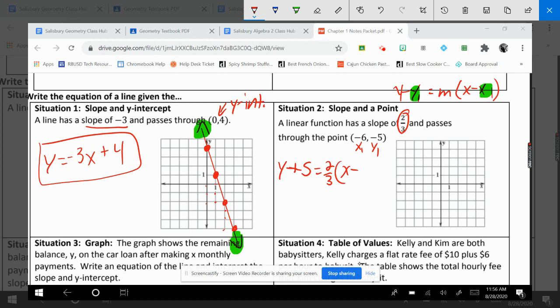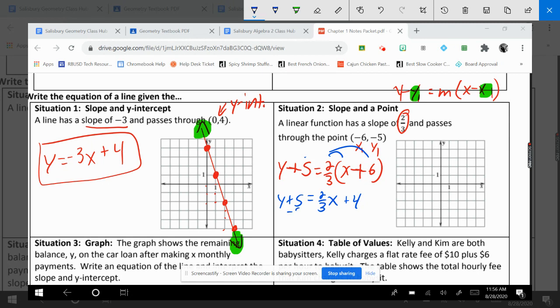X minus x1 is -6. Oh, negative and negative make a positive. And now I can simplify this so I can get my answer in slope-intercept form. So let's distribute this guy. So we have y plus 5 equals 2/3 x. And when we distribute fractions, it's always multiply the top. So 6 times 2 is 12 divided by 3, which is going to be 4.